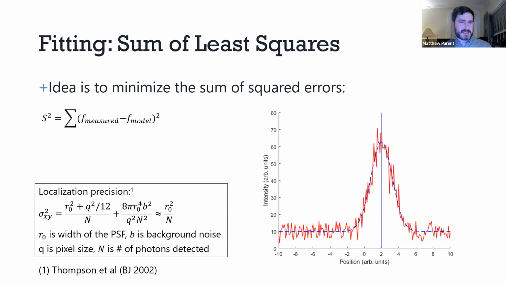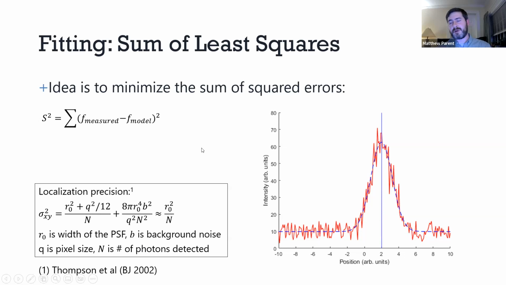So this isn't quite right. I believe it's been updated. I think you have to add about 20% to this. This is a little bit too ideal, but essentially the localization precision, or the ability to localize the center of these point spread functions, depends on these parameters here. So the width of the PSF that your microscope has, the pixel size, the number of photons that you detect, and the background noise.